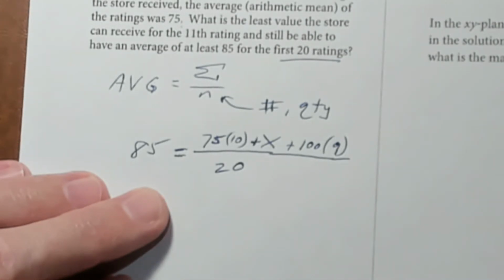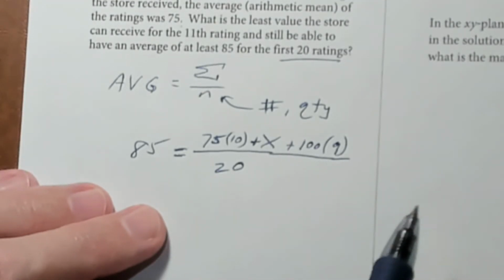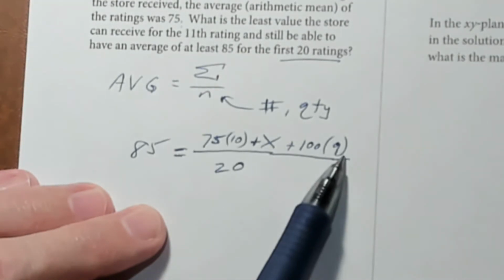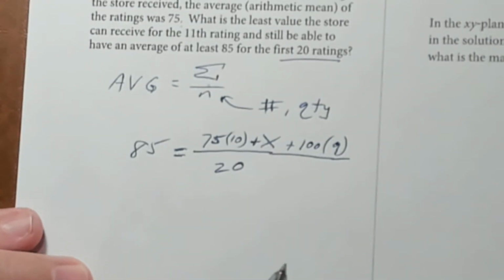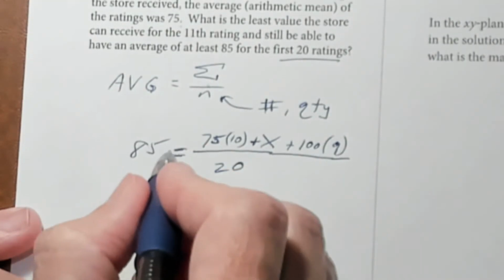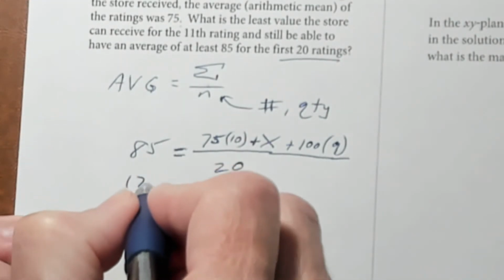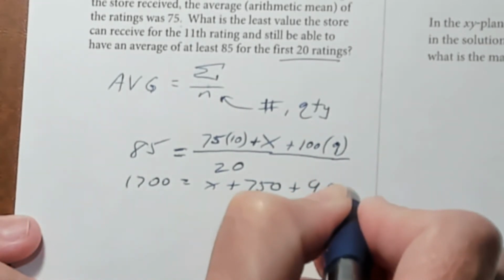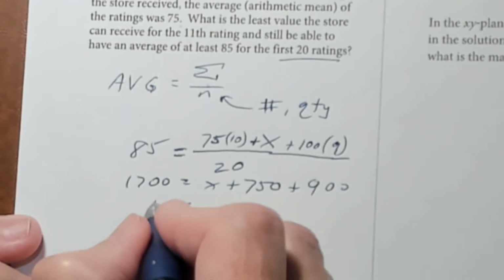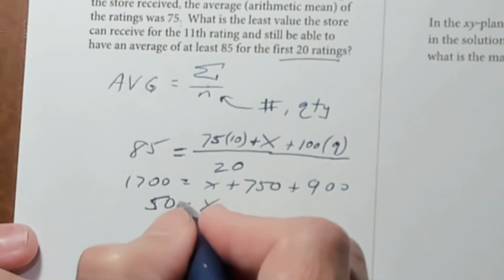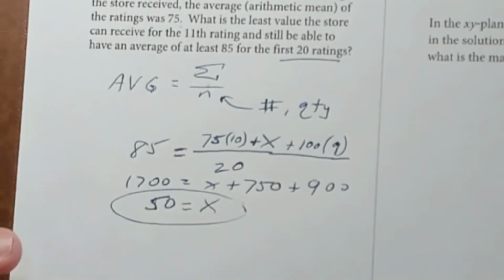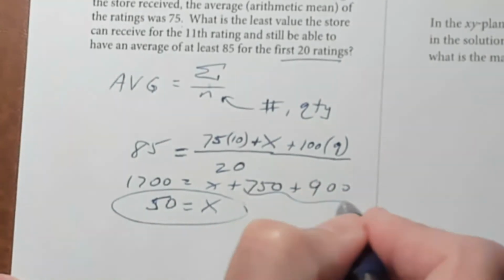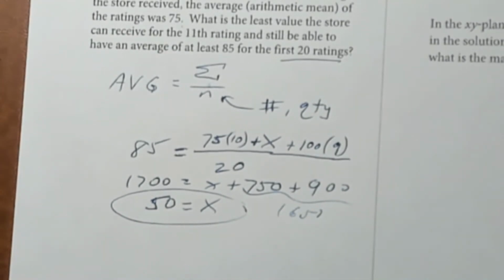So you got 20 different ratings added up on the top. This X rating, we don't know what that rating is for that middle one. So 10 plus 1 plus 9 is 20, divided by 20. There you go. Okay, so now I'm going to cross multiply 85 times the 20. So you get 1700 equals X plus 750 plus 900. X equals 50. There you go. Use a calculator if you want, but I think this is pretty easy to say 1650, right?